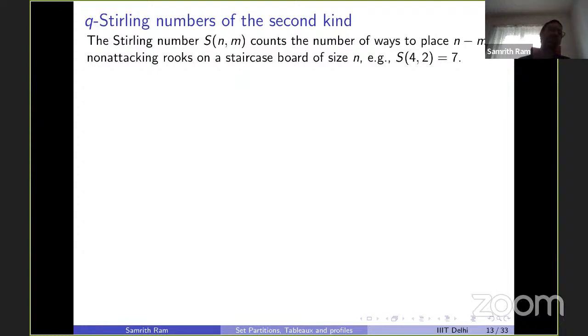So one can relate these B lambdas to the q-Stirling numbers of the second kind. Let me quickly explain what those are. Recall that S(n,m) is the number of set partitions of an n-element set into m blocks. But these can also be interpreted in rook theory as the number of ways to place n minus m non-attacking rooks on a staircase board of size n.